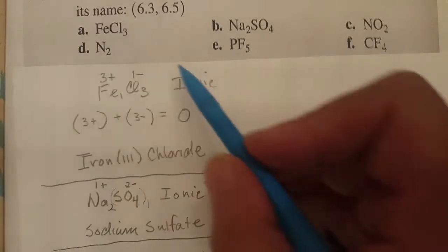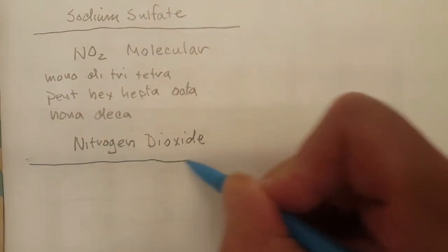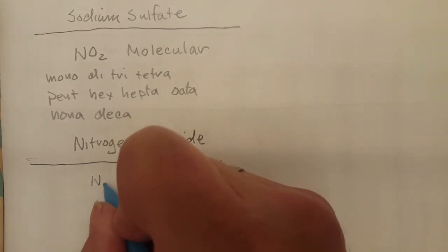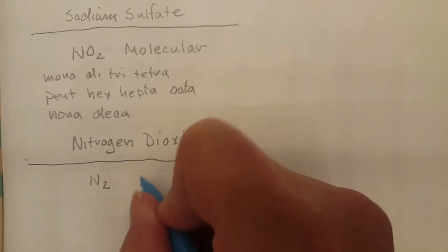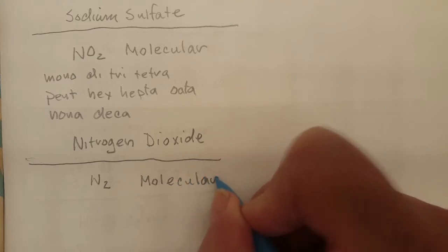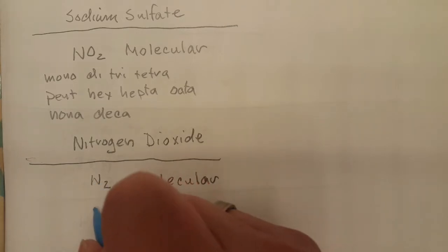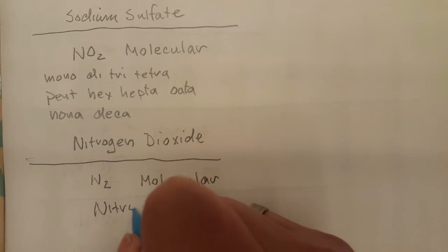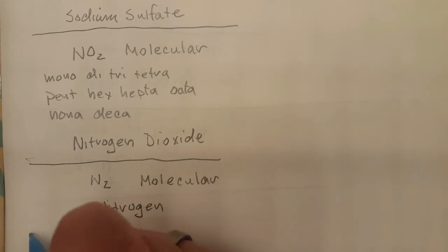Okay, let's go with this one. This is N2. Two nonmetals, so it's molecular. It is diatomic. Diatomic molecules always go by their elemental name, and in this case, it's going to be nitrogen. So this diatomic molecule is called nitrogen, plain and simple.